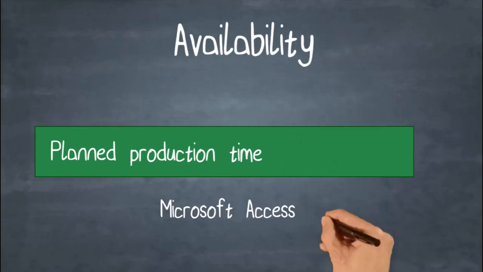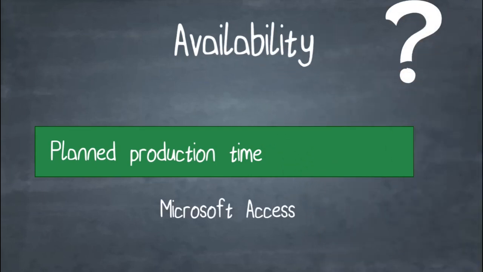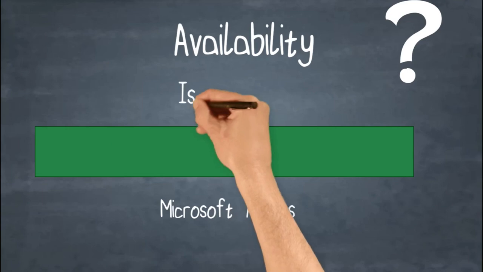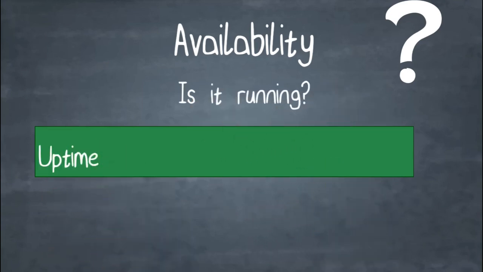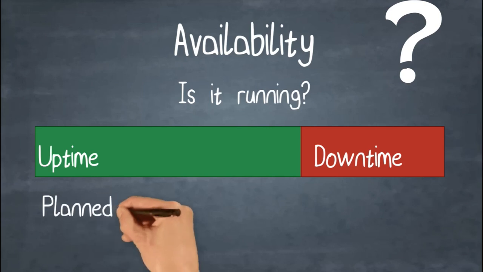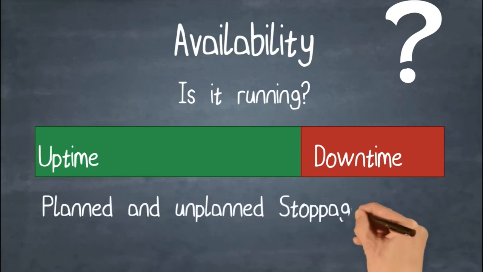This allows us to get the availability of all the machines, which is essentially, is the machine running? Is it in uptime, producing parts, or is it in downtime, doing nothing? And downtime will include things like operator changes, material shortages, anything planned or unplanned, which is long enough for the operator to record.